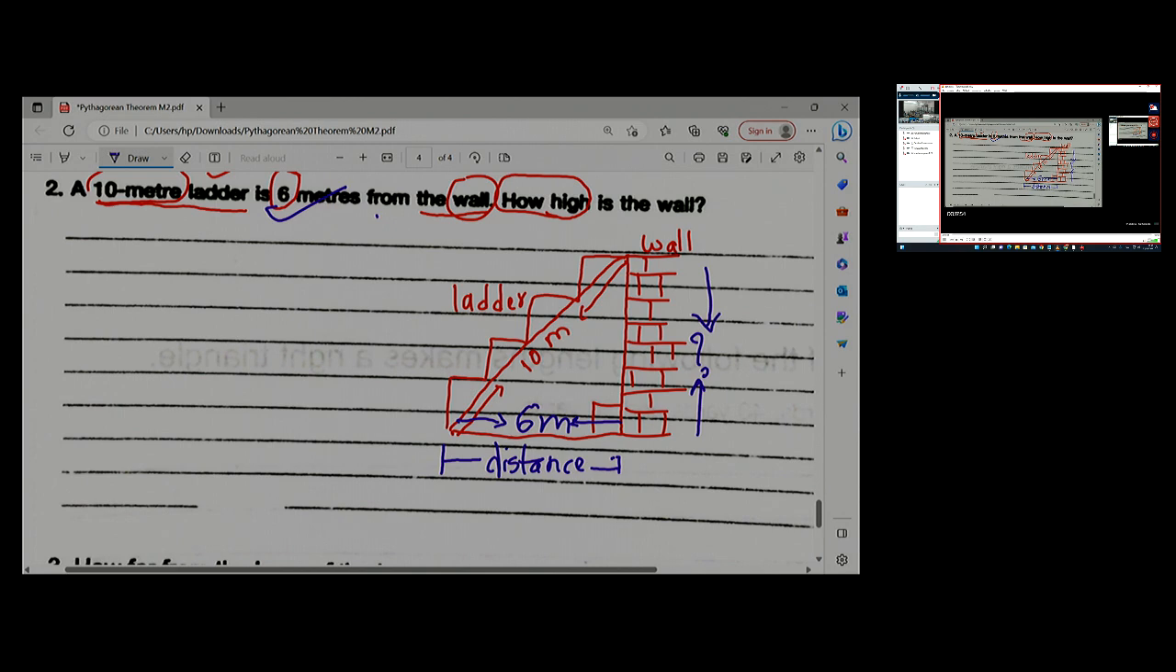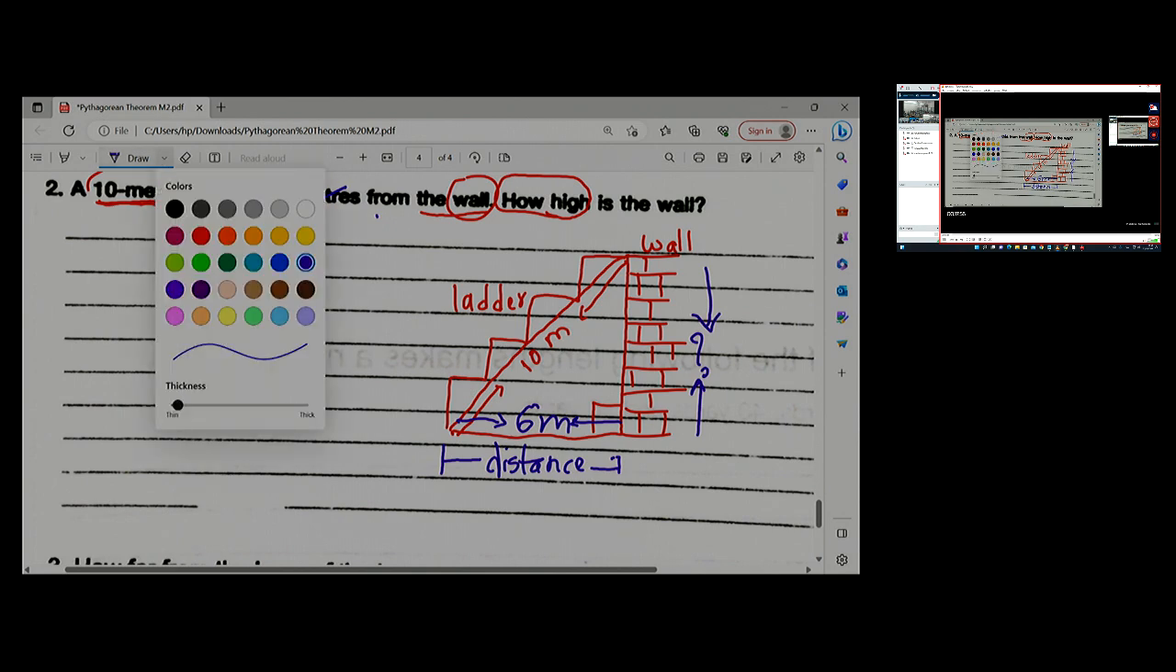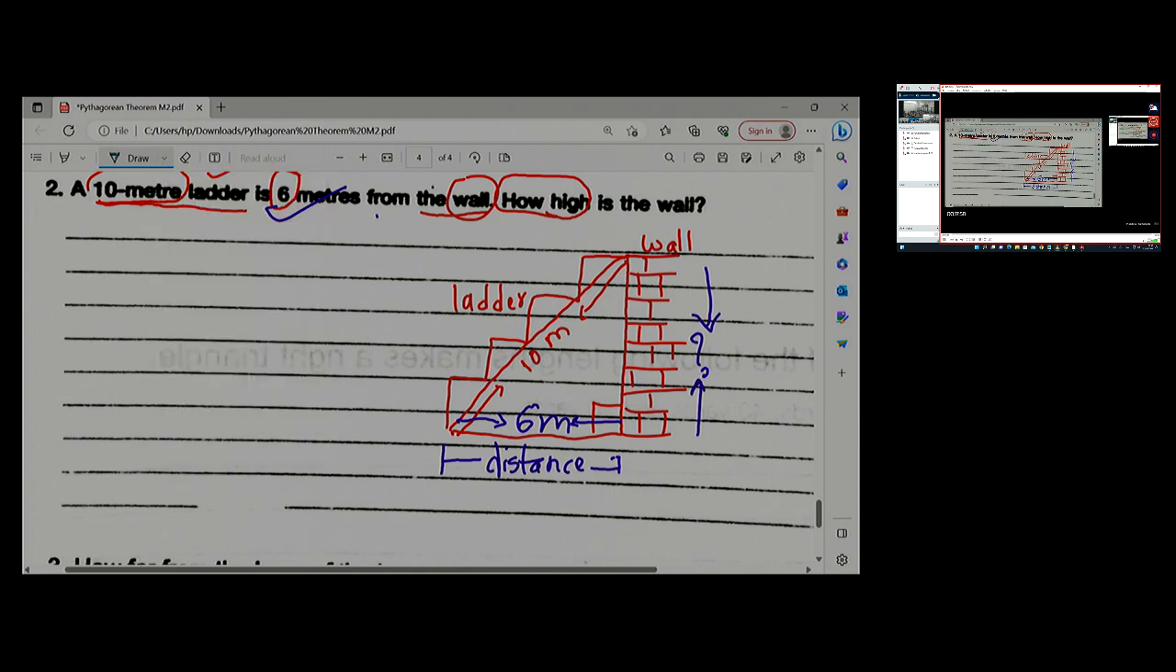Yes? So if you see a right triangle here, can you say leg A, leg B? Yes? Can we find A, B? Yes.